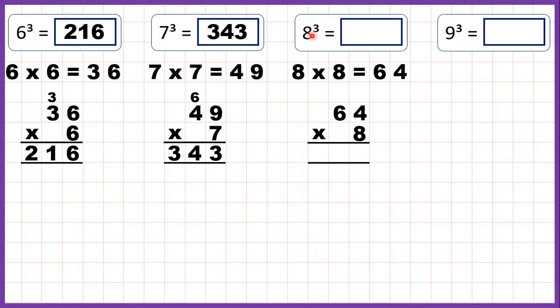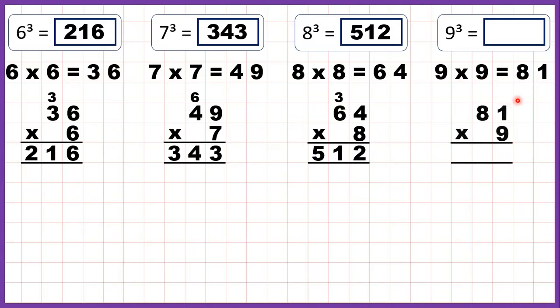Now for 8 cubed, we can work out 8 times 8, which is 64, and then multiply 64 by another 8, because it's 8 cubed, not 8 squared. So 4 times 8 is 32, so 3 2. 6 times 8 is 48, plus 3 is 51, so 8 cubed is 512.